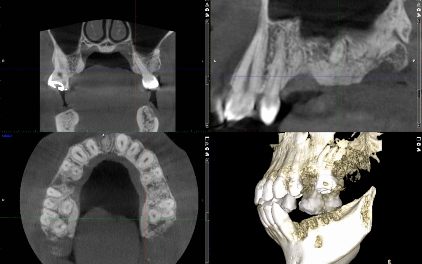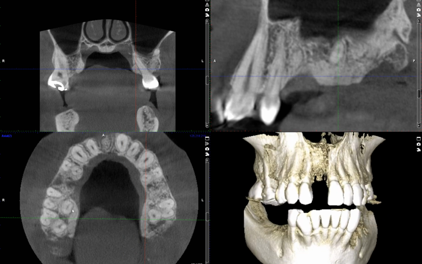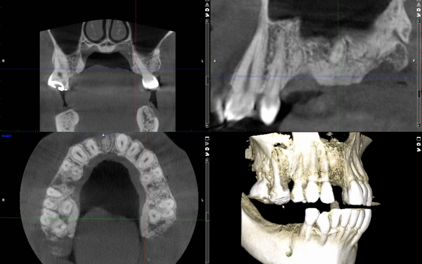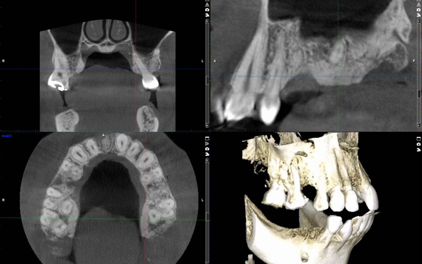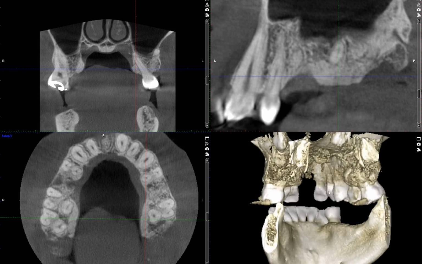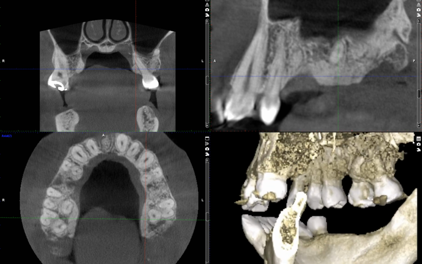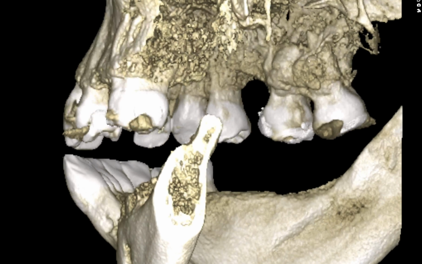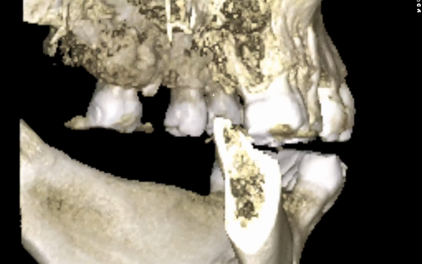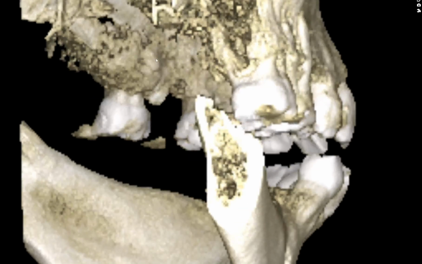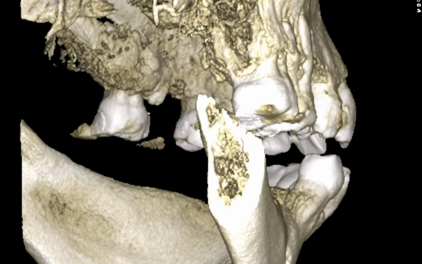I think we can. I do see that number 2 and 3 side is bigger than this side. So let's take a look at the lingual of number 2 and 3. So right here, yes, we can visualize exostosis, and also on the other side can be visualized as well, right? So that's great.